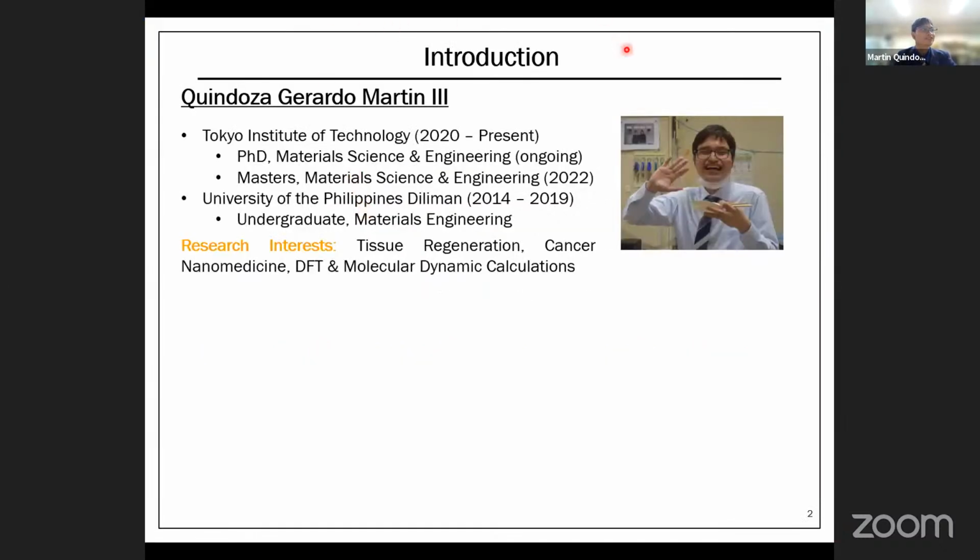So I will just briefly introduce myself again. I am Martin Quindosa, a second-year PhD student under the Material Science and Engineering Department of Tokyo Institute of Technology. But originally, I am from the Philippines, and I obtained my bachelor's degree from the University of the Philippines Diliman, around 2019. My research interest is mainly on biomaterials, and I've been working on tissue regeneration, now cancer nanomedicine, and aside from some experimental work, I have been applying DFT and molecular dynamics calculations in my research.